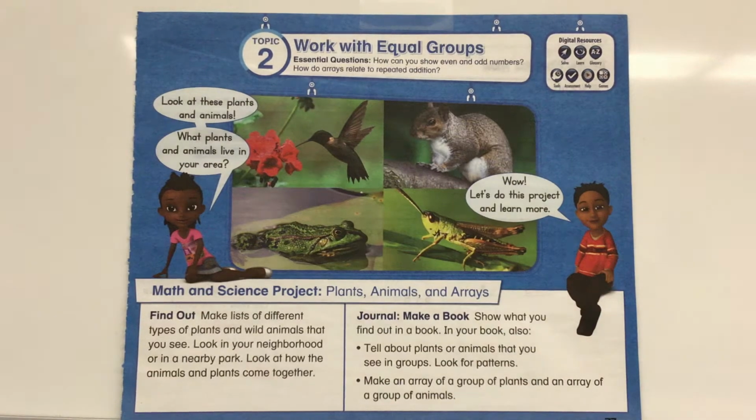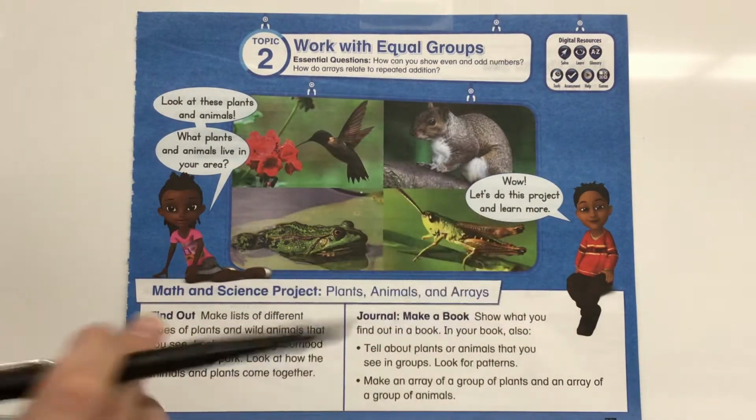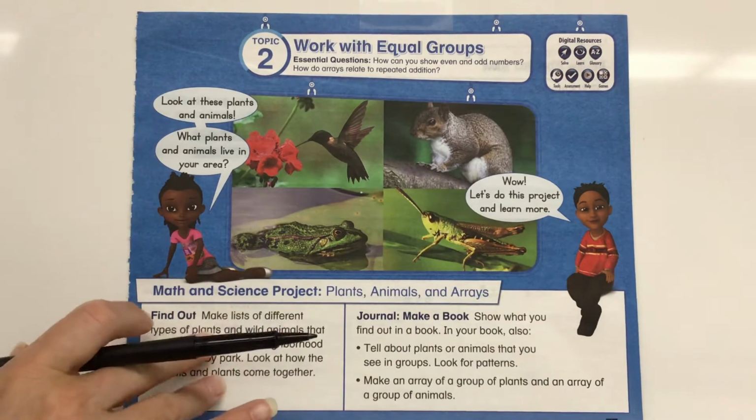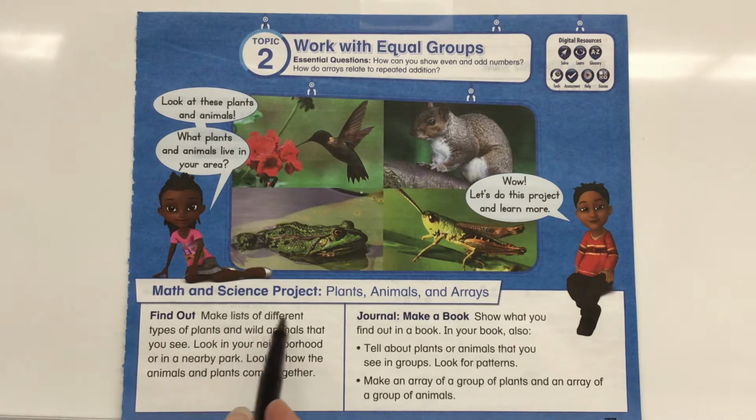All right, this is second grade math topic 2. We're going to be working with equal parts. So here's an optional math and science project. If you would like to do it, you can make lists of different types of plants and wild animals that you see. Look in your neighborhood or a nearby park and look how the animals and plants come together.